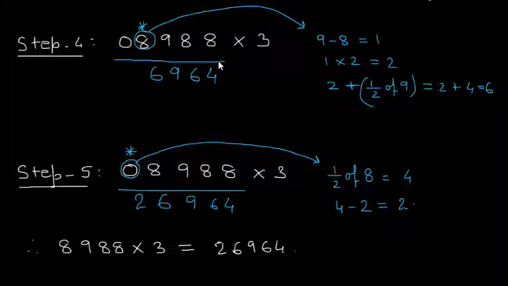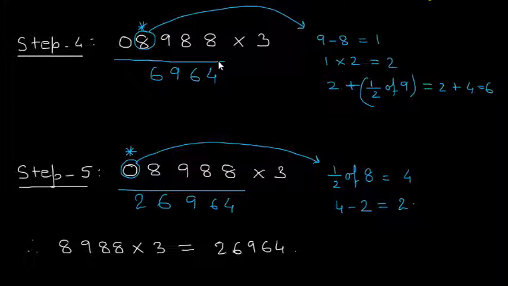Next number is 8. So 9 minus 8 is 1. 1 multiplied by 2 is 2. 2 plus half of its right hand side neighbor, that is 9, that is 4 and 1 upon 2. So 2 plus 4, that is 6. Step 5.